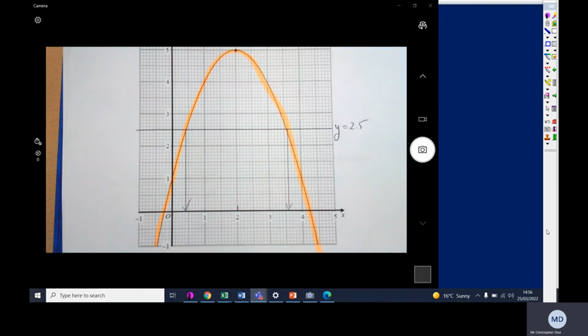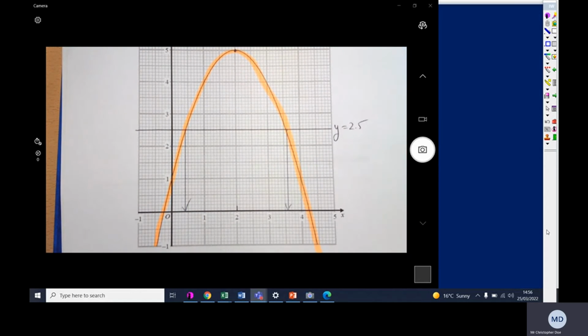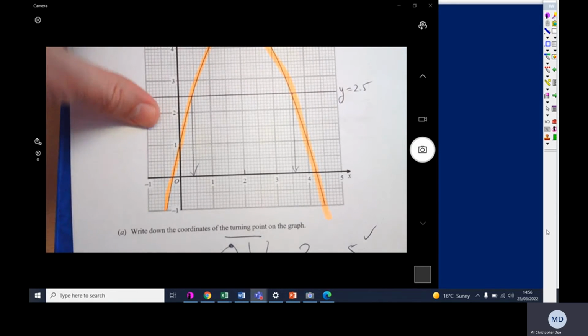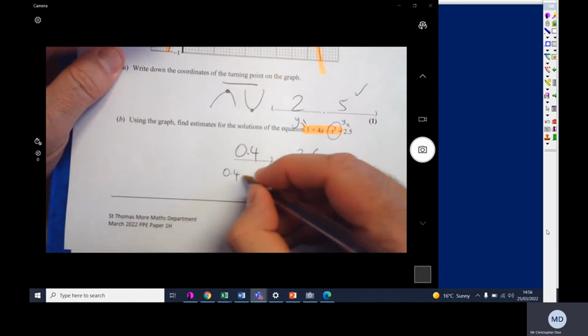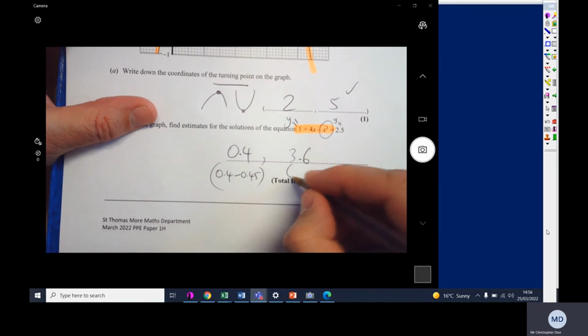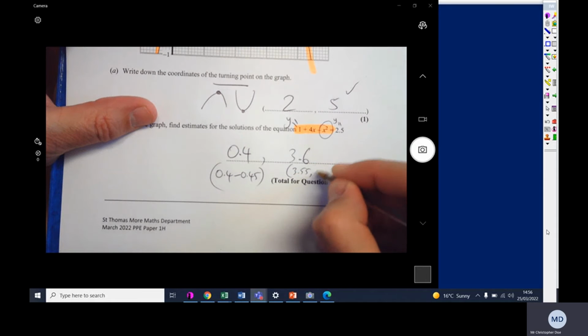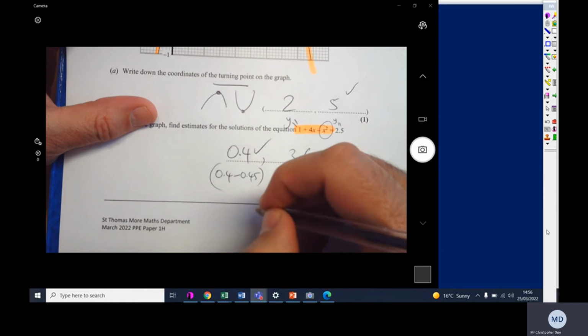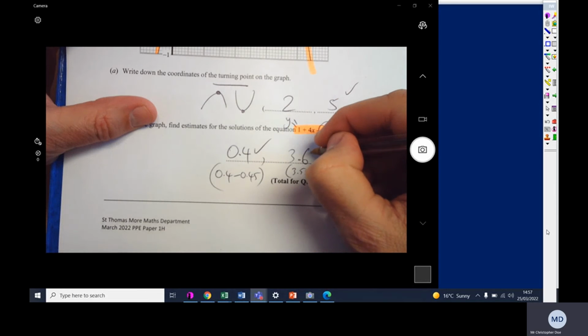Okay, for me, the two answers are 0.4 and the other one 3.6. On the mark scheme, because reading off, you were allowed anywhere between 0.4 for the first answer up to 0.45 if your vertical line wasn't quite in the right place, and the other one anywhere between 3.55 and 3.6, anywhere in that range. So 1 mark for each of those.